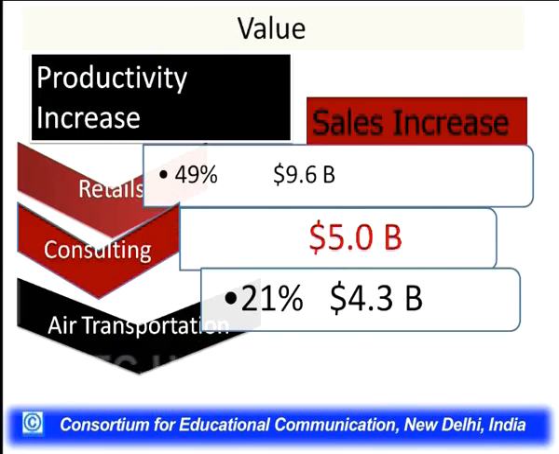So let us see about value, another characteristic and parameter used in that survey. That is the productivity increase and the sales increase. The first figure, in terms of percentage, is the productivity increase, and the dollar figure is the sales increase. So let us see first what about the value. Key retail: that is a 49% productivity increase and a 9.6 billion dollar increase in sales, which is on top, that is retail. And if you are talking about consulting, that is a 5.0 billion dollar increase. And in the case of air transportation, a 21% productivity increase and 4.3 billion dollar sales increase. So that is all about the value.